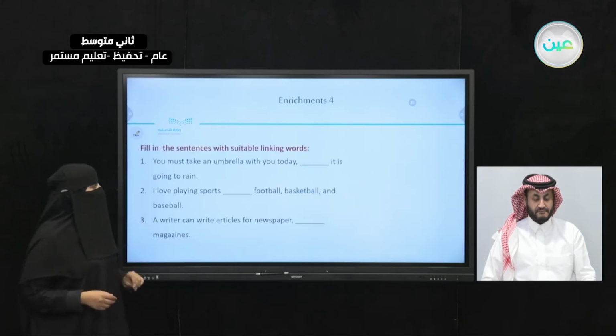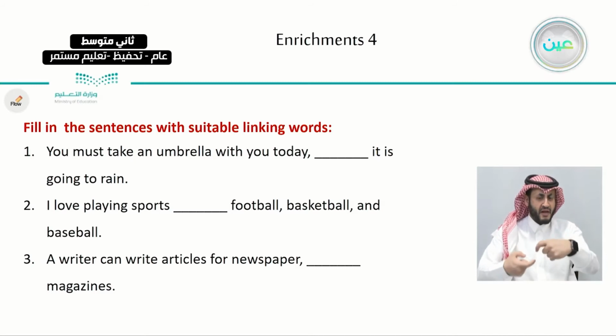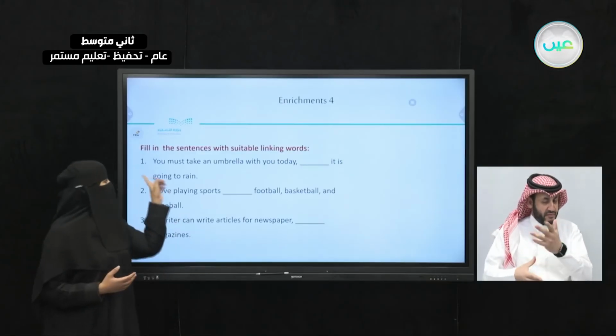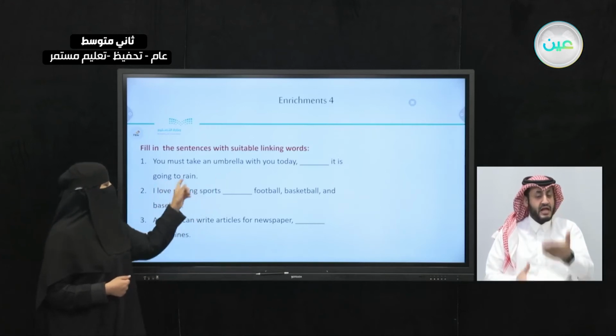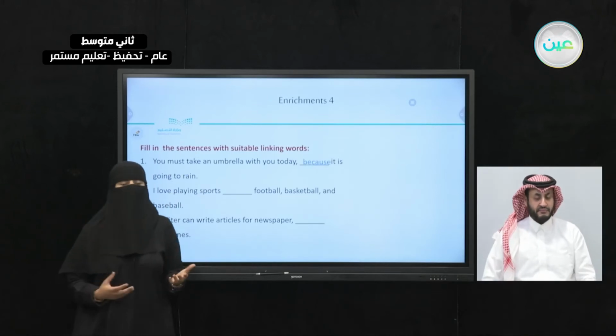So now let's take a look. So here we saw some of the connecting words. Let's try to use it. Fill in the sentences with suitable linking words or connecting words. So here, let's read the first one. You must take an umbrella with you today. Here we have space. It is going to rain. So what are we going to use here? So you have to take the umbrella with you today because it's going to rain. This is a reason. We use the word because to give a reason.